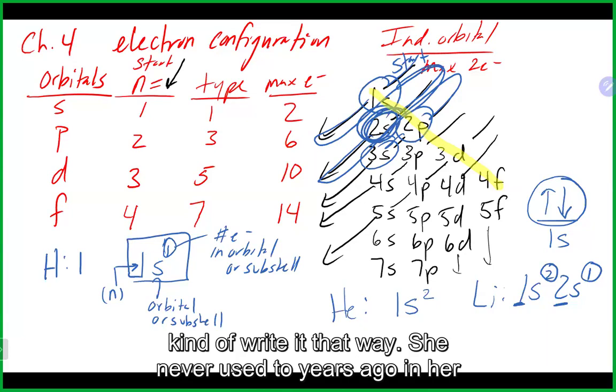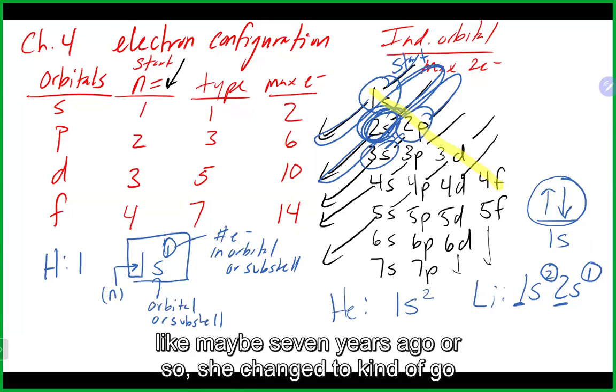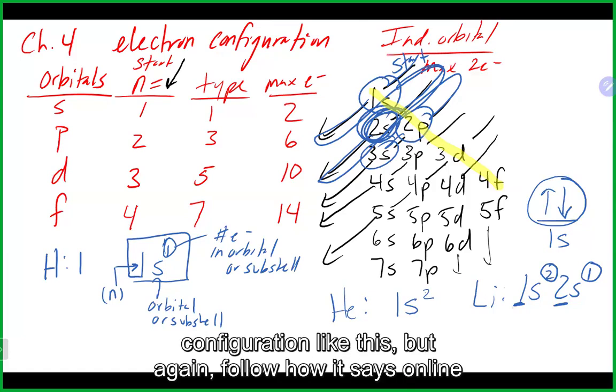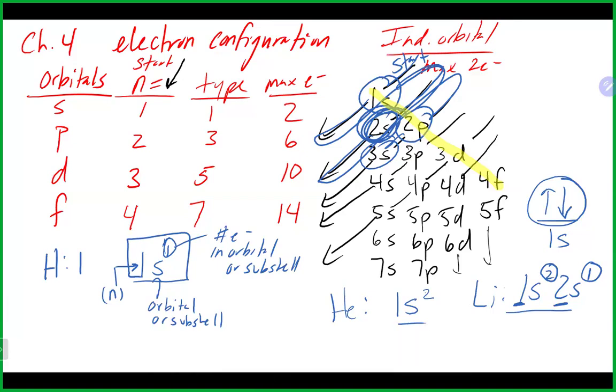She never used to, years ago, in her old books. She used to write it like this, but then at some point, maybe 7 years ago or so, she changed to that format. So we will write electron configuration like this, but again, follow how it says online for the homework, obviously. Other questions? Okay. All right.